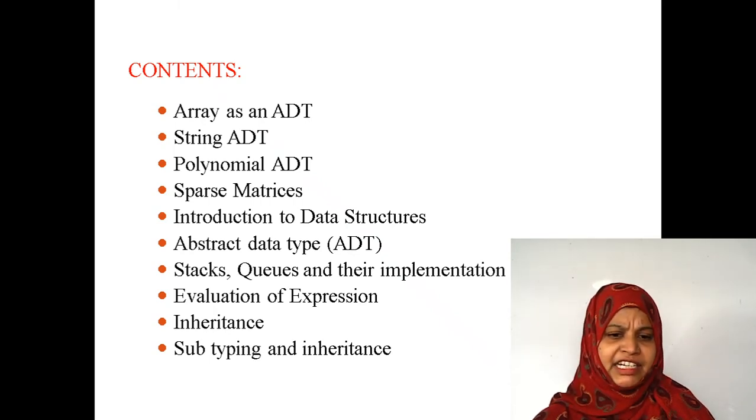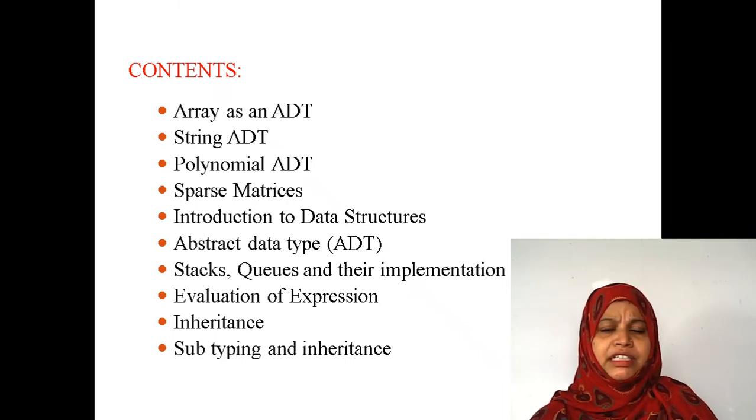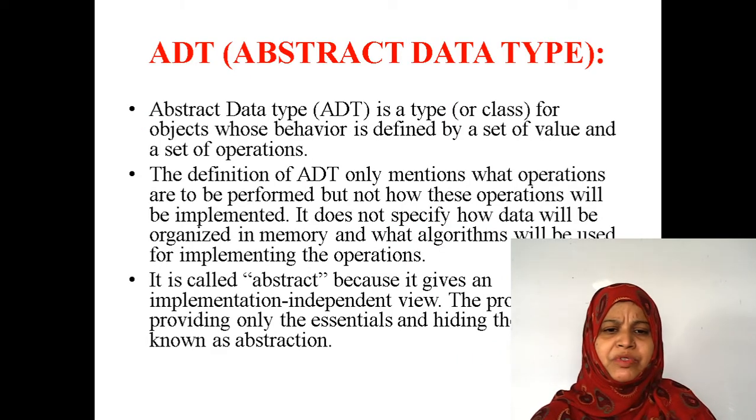Next, inheritance, already you know the inheritance concept. Next is subtyping and inheritance, how we are going to implement subtyping and inheritance. This is the content of the second unit. In this session I am going to start the second unit. First one is the abstract data type. What do you mean by abstract data type?